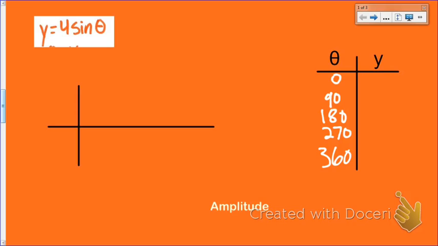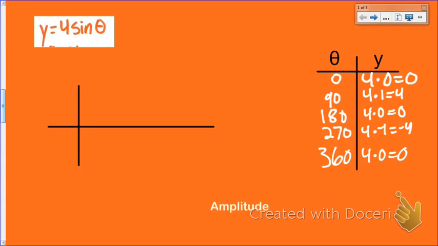So at 0 degrees, if I plug in 0, that's 4 times the sine of 0. That is 4 times 0, which is still 0. 4 times the sine of 90 is 4 times 1, which is a value of 4. 4 times the sine of 180 is 4 times 0, which is a value of 0. 4 times the sine of 270 is 4 times negative 1, which gives me a negative 4. And then 4 times the sine of 360 is 4 times 0 again, which still gives me a value of 0.